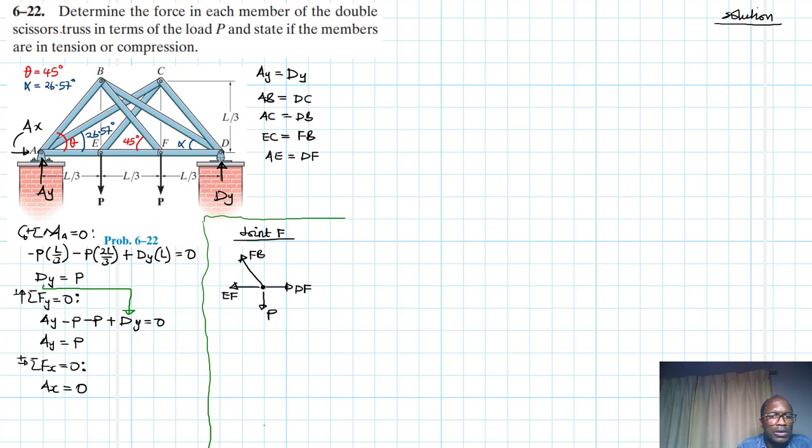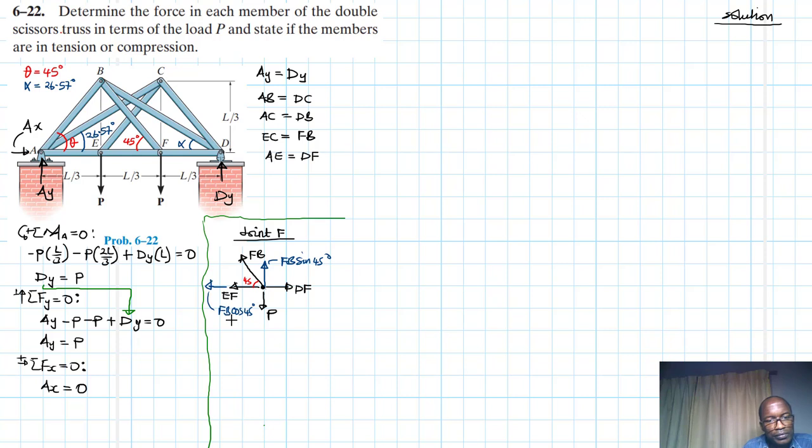Great. So this angle here, we said is 45. Therefore, we'll have two components from FB. We'll have this component here, which is FB sine 45. And then I'll have this other component here. This one is FB cos 45.